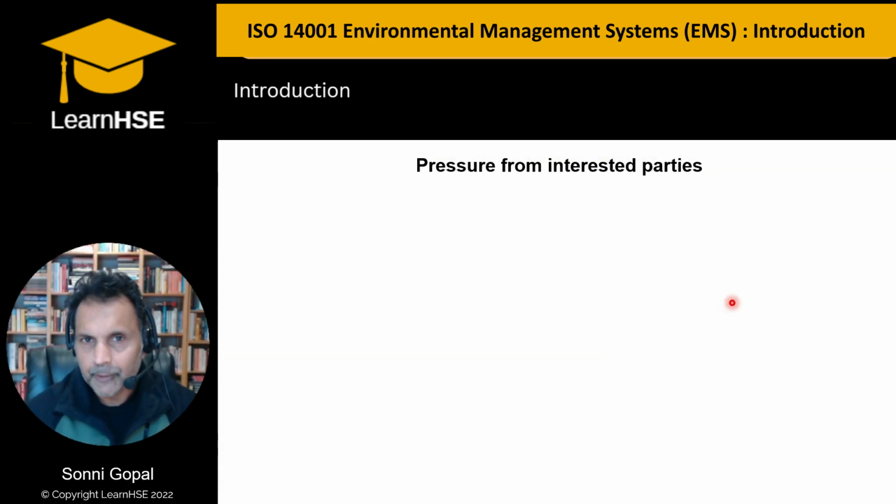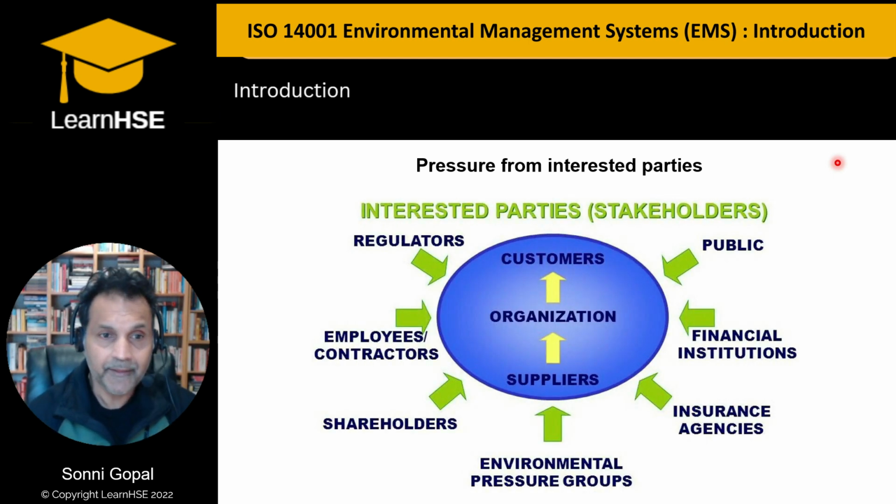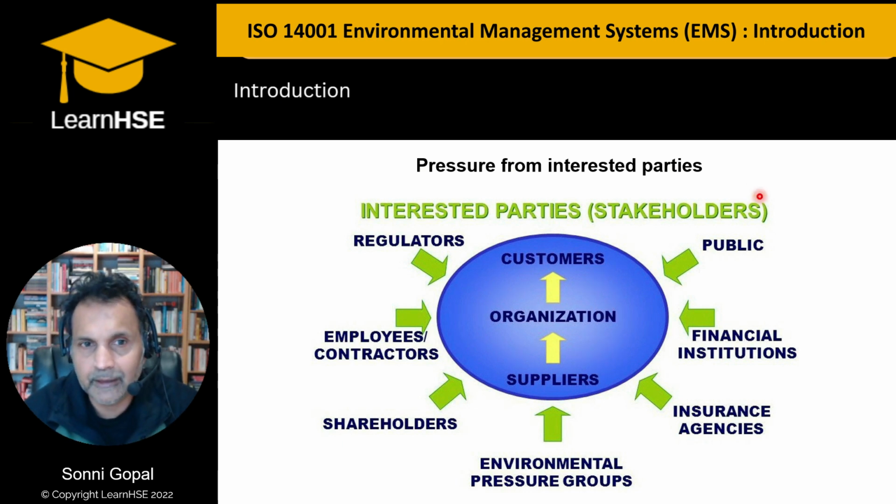But there are going to be pressures from interested parties, and one of the reasons for implementing an environmental management system is that it helps us to address some of the pressures that are going to come from these external stakeholders. These could include things like the public, financial institutions, insurance agencies, environmental pressure groups. We talked about this in element 1, Extinction Rebellion, and a few other external parties here. Shareholders, employees and contractors, although employees here could be considered as internal stakeholders, and also regulators. So customers, organizations, suppliers, this is where the pressure can come into the organization from external parties.